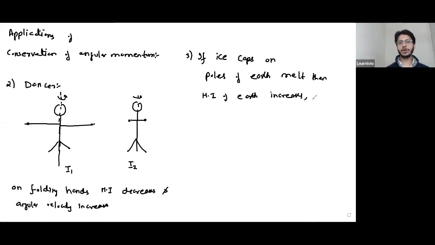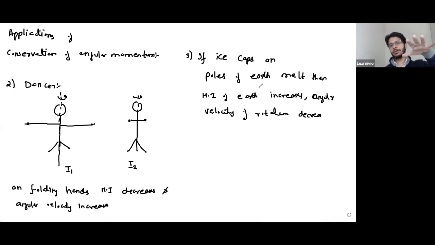So if moment of inertia of Earth increases, then what will happen with the angular velocity? It will decrease. So angular velocity of rotation decreases. Because if ice caps melt, then all ice will get converted into water and that water will spread uniformly over the surface of the Earth. So if the mass distribution is uniform, then moment of inertia will decrease. Sorry, it will increase. Because the separation from the axis of Earth will increase.